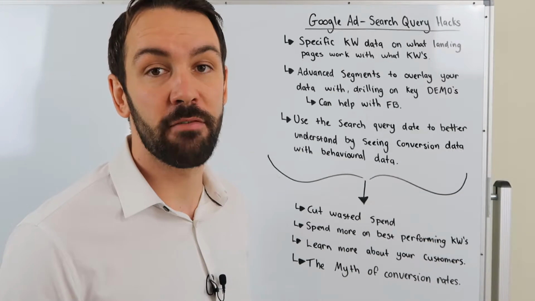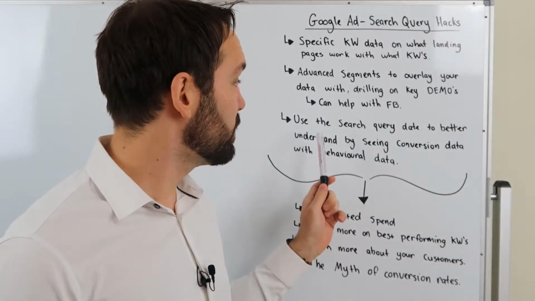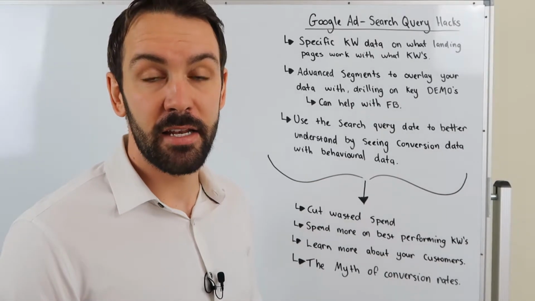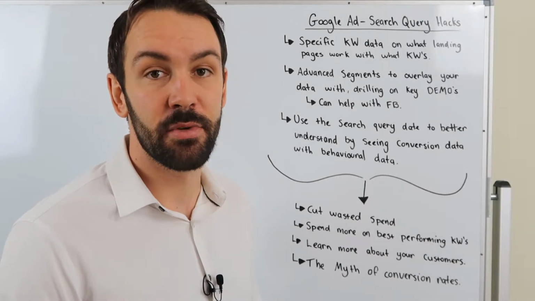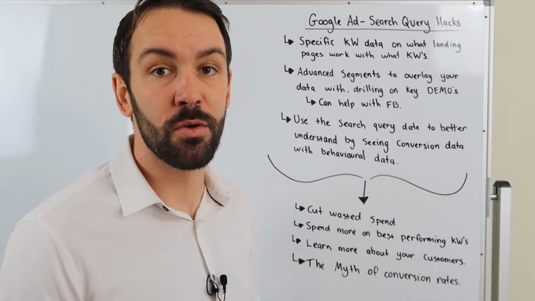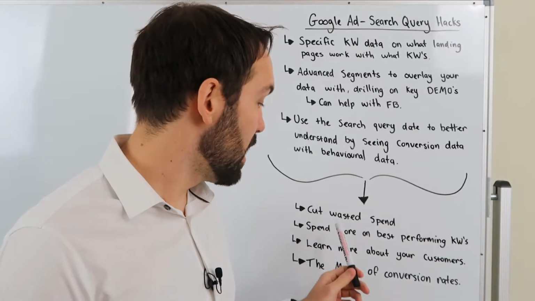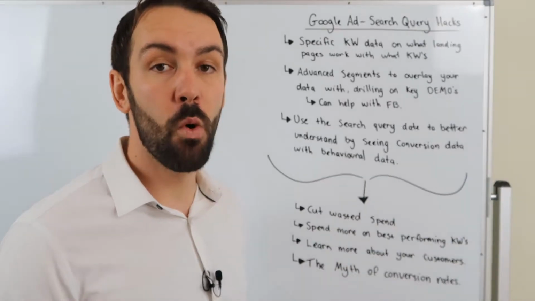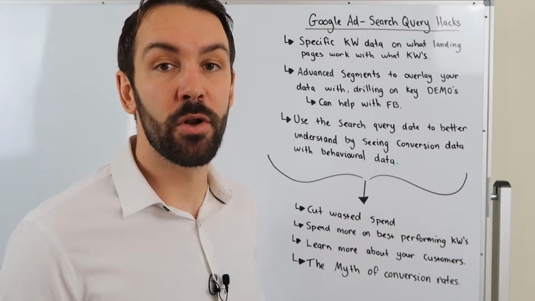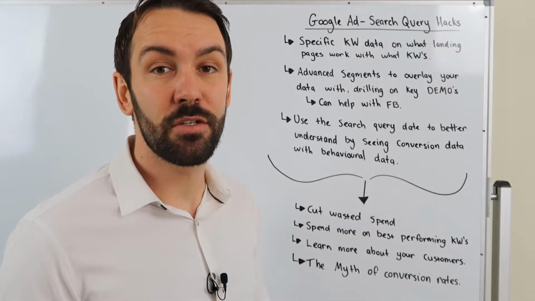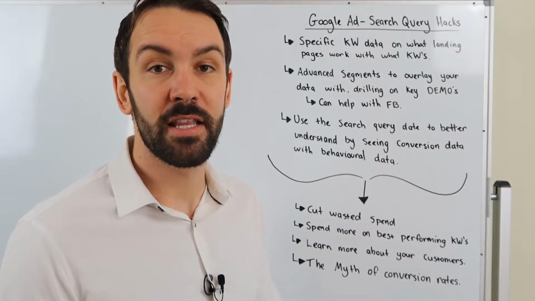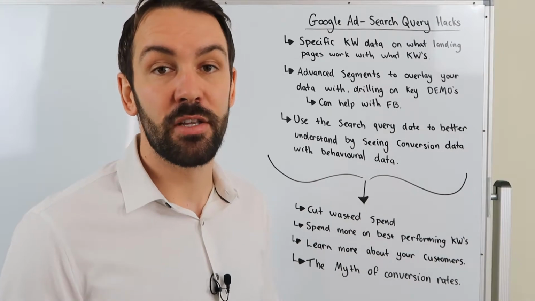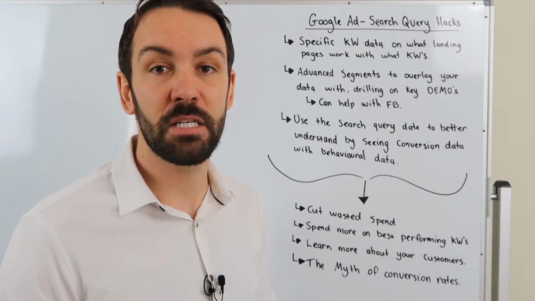So hugely powerful there. Moving on, we're going to be using the search query data report to better understand the behaviors of your customers. Now, this is really huge because this allows you to cut wasted spend and allows you to also spend more on the better performing keyword phrases. Also, it allows you to identify those search queries that aren't actually keywords within your campaigns yet. So this allows you to make your campaigns much more granular.